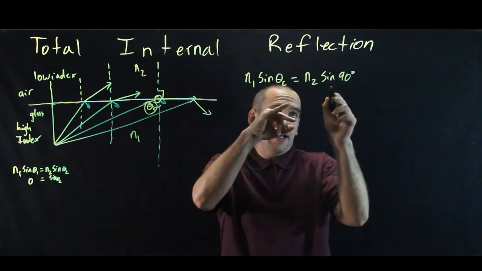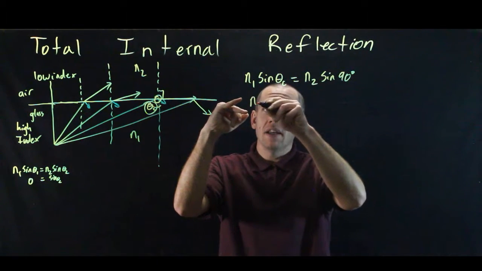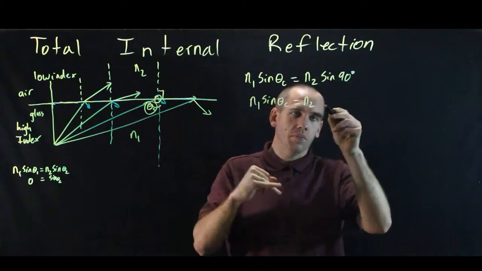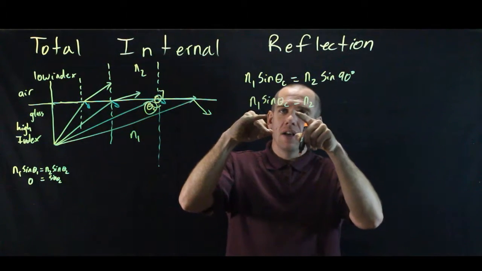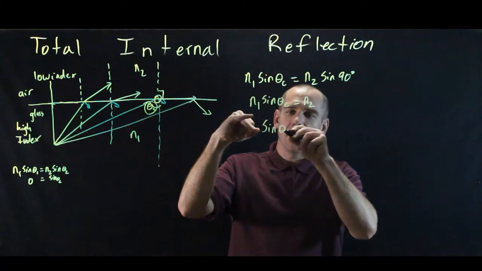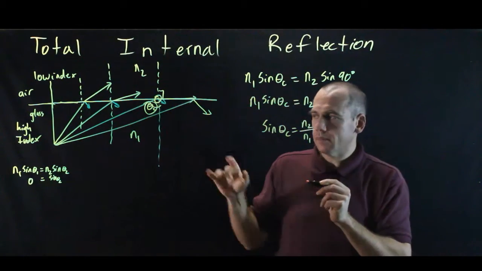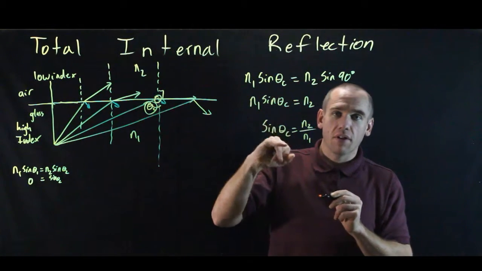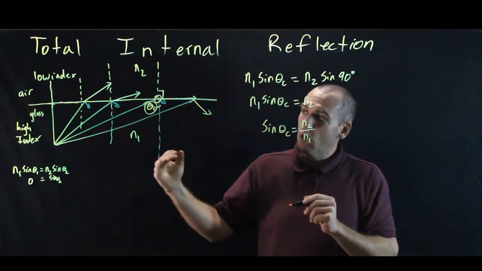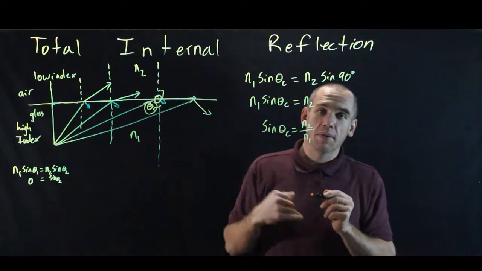And so sine of 90 degrees is 1. And so what I have is n1 sine theta c equals n2. Now I can divide both sides by n1, and I can see that the sine of the critical angle is equal to n2 over n1. That lets me know when the critical angle will occur, and so what angle I have to make with the normal for no refraction to occur but all of the light to be reflected.